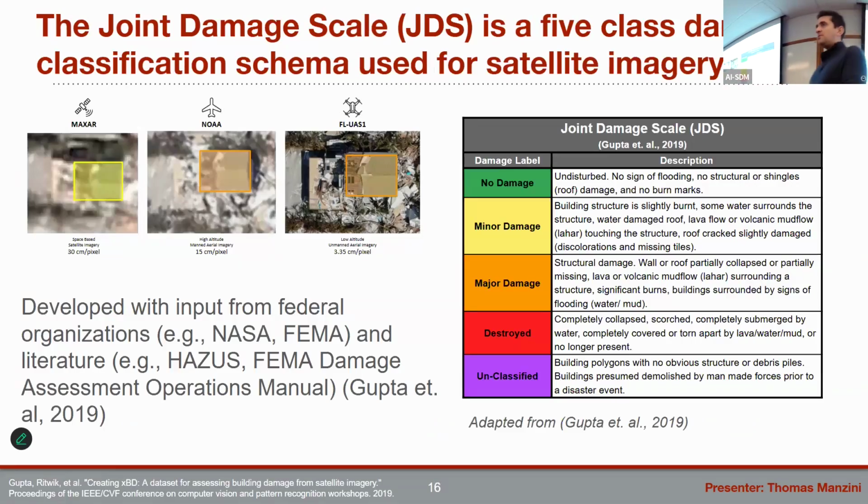The labeling schema that we used for this data set was the joint damage scale. This is a schema that was developed for satellite imagery for the xBD data set. We chose this labeling schema because we knew at the start of the project we wanted to go across scales. And so we believe that choosing a schema that was dedicated for aerial imagery, it's the only labeling schema that is designed specifically for aerial imagery, but also one that was already in use by practitioners for satellite imagery, would mean that we could, at the very least, trust the labeling schema to work with aerial imagery and trust it to work with practitioners. So that's why we went with it.